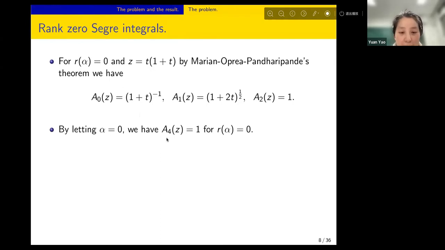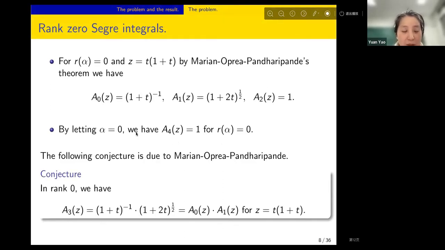Now we need A3 and A4, then we can determine this Segre series. But A3, A4 is very easy to get. Actually, you can let alpha to be 0, right? So it's rank 0, so everything is 0. Everything is 0, so this series should be 1, and you have A4 should be 1. Since A4 only depends on the rank, it's always 1 for rank 0.